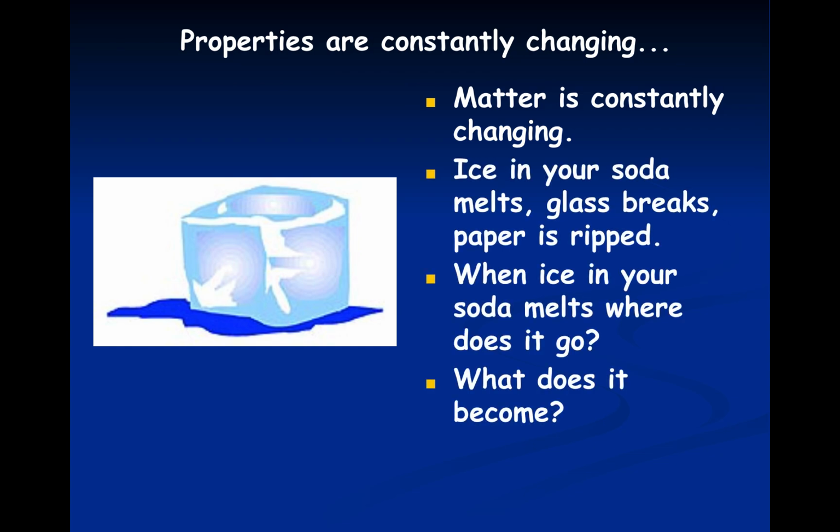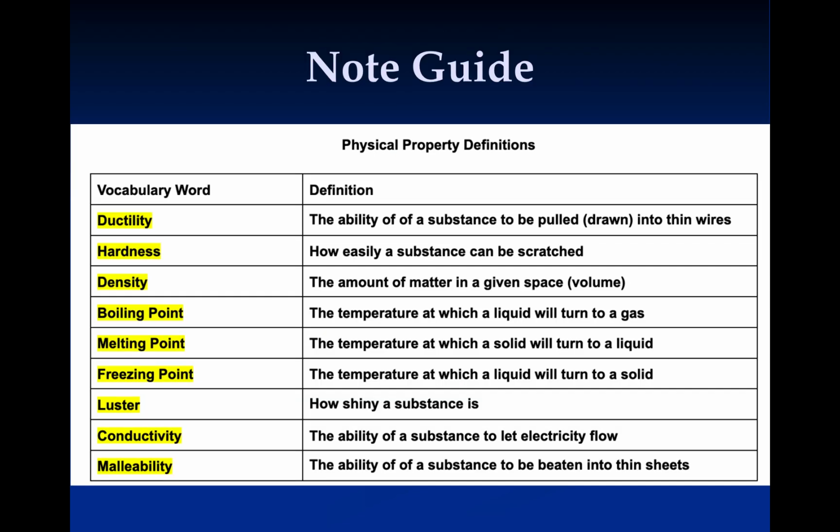Properties can change. Matter's always changing. Ice in your soda melts, glass breaks, paper's ripped. But as long as it's still the same substance, the same formula, it's still a physical property. Like we said, water and ice are both H2O, so it's still the same substance chemically, and that makes it a physical property. Go ahead and press pause while you get all these vocab words down.